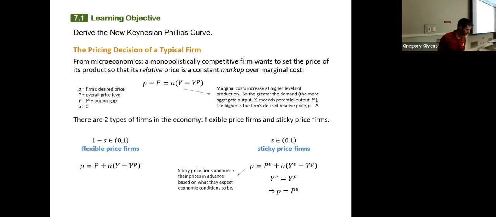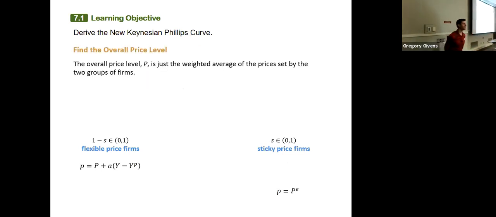Make sense? All right. What if I want to find what the overall price level is going to be in equilibrium? How do I do that? Well, if S% of the firms are sticky price firms and 1 minus S are flexible price firms, then the aggregate or overall price level is just going to be equal to S times the price that sticky price firms charge, which is PE, plus 1 minus S times the price that these flexible price firms charge, which is P plus A times the output gap.